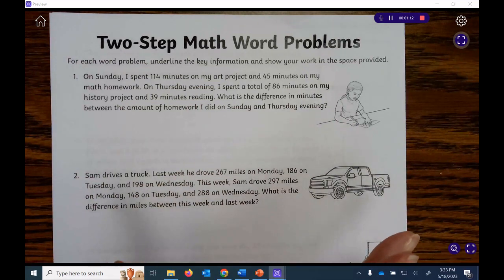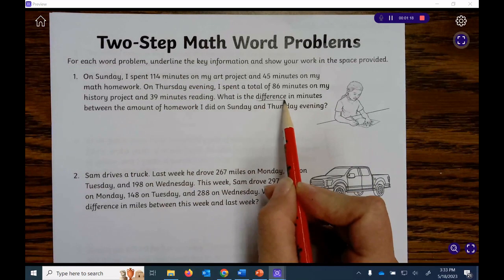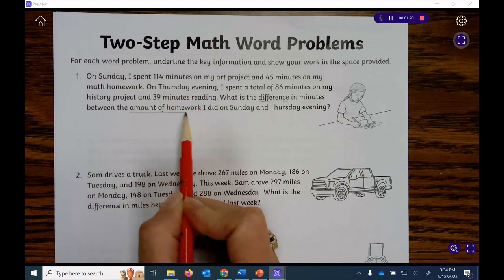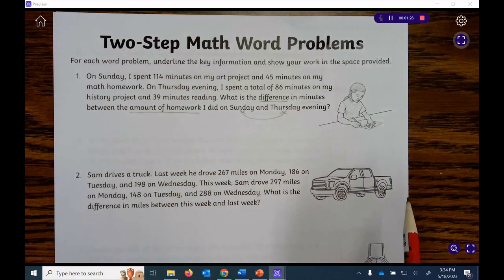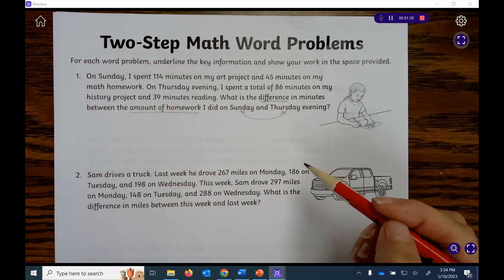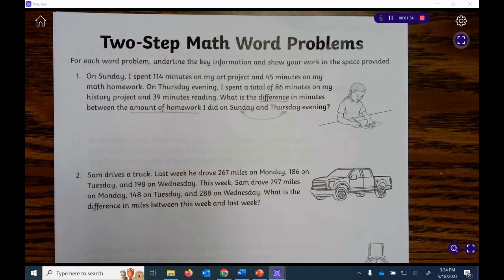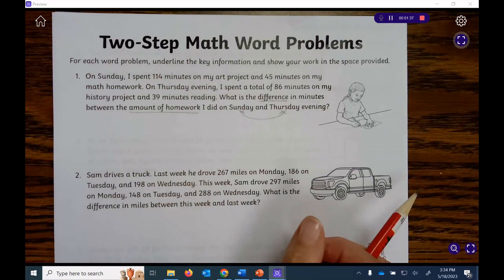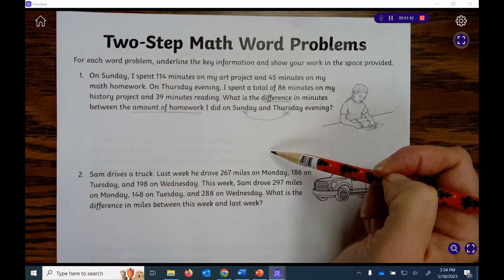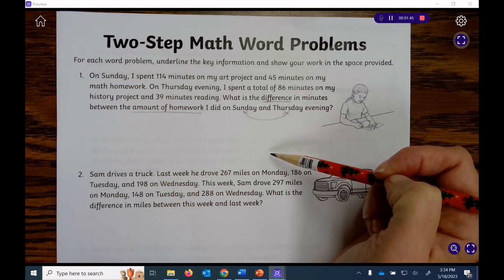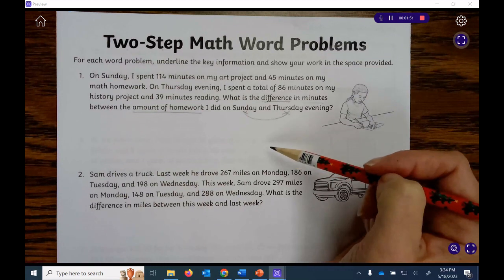Now that we've read the whole question, we can understand that we're trying to find out the difference in minutes between the amount of homework between Sunday and Thursday evenings. The second time we go through the problem, we're going to read it for the information that we need to solve the problem. Okay? At this time, I would like you to pause the video, solve the problem on your own, then unpause the video to see how I solve the problem. So go ahead and pause the video.